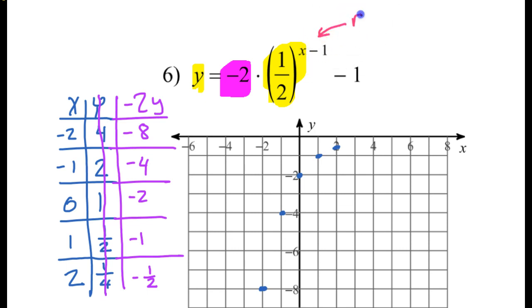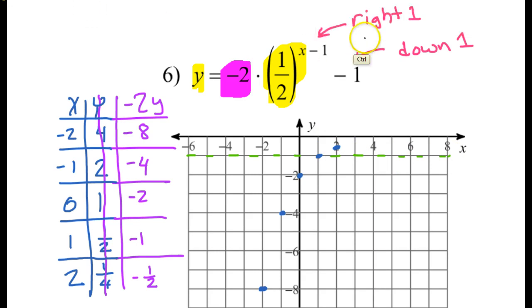This -1 means that the graph will be shifted to the right by 1. The left-right motion is always the opposite of the way it looks. This -1 means that everything should be shifted down by 1, including the horizontal asymptote, which normally would be at the x-axis, y equals 0, but it will be shifted down 1. So the new horizontal asymptote we will draw as a dotted line at y equals -1.